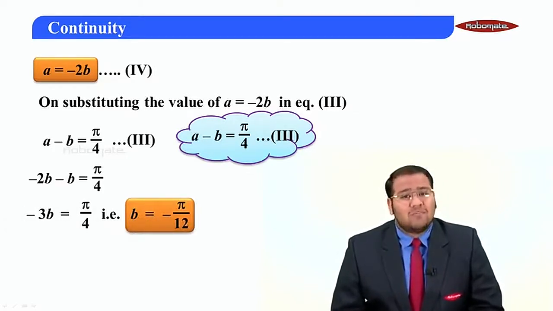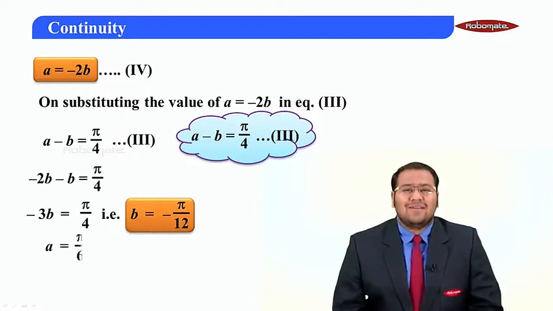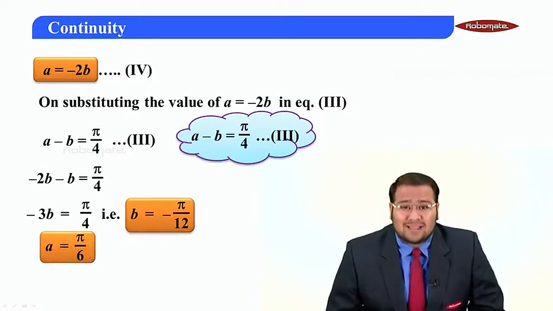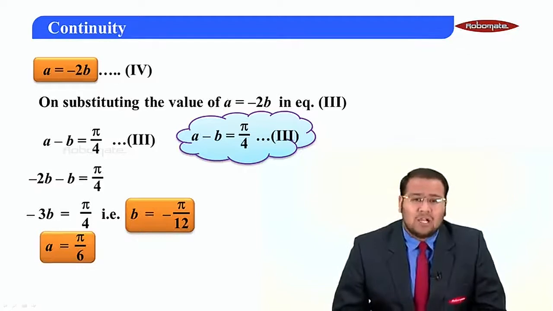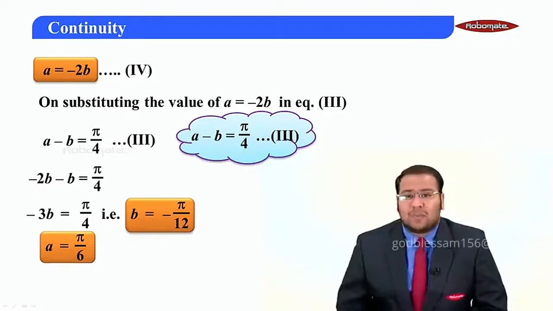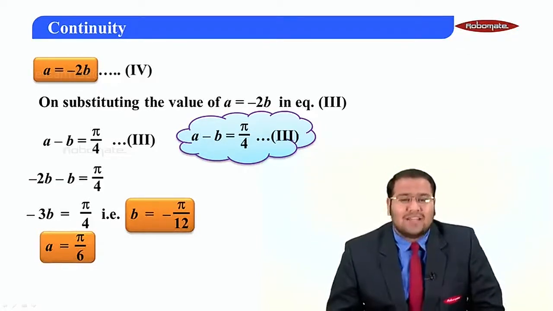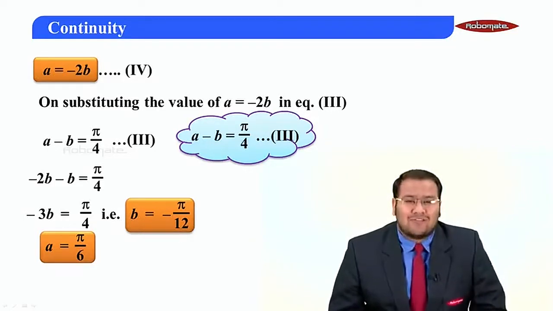Once you get the value of b, you already know the value of a, that a is pi by 6. Hence, the required values for a and b are respectively pi by 6 and minus pi by 12.